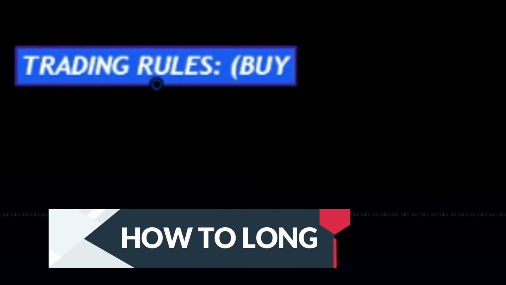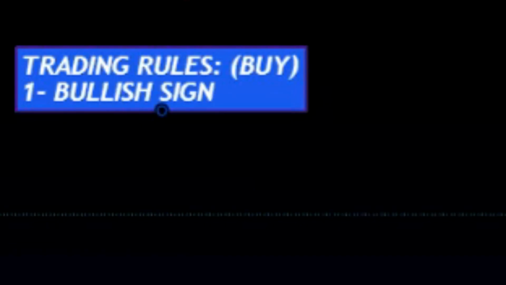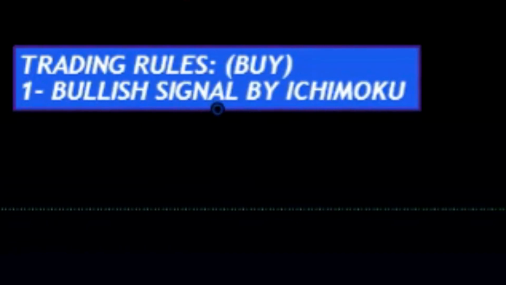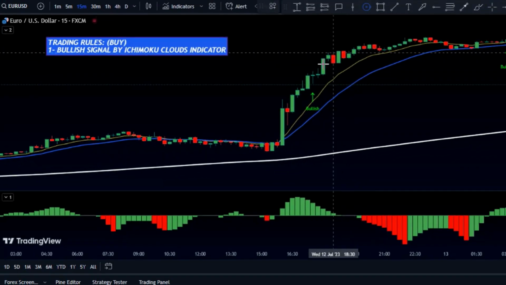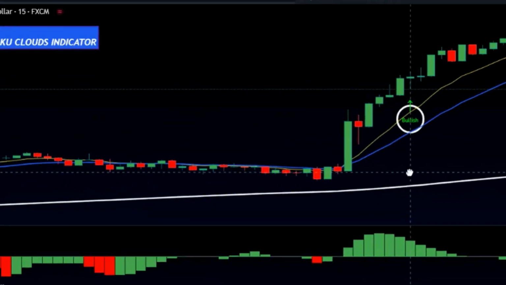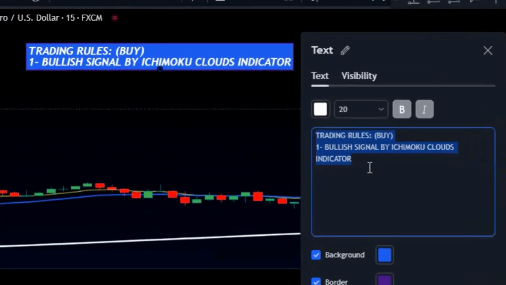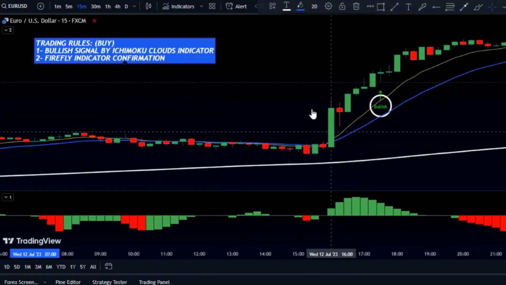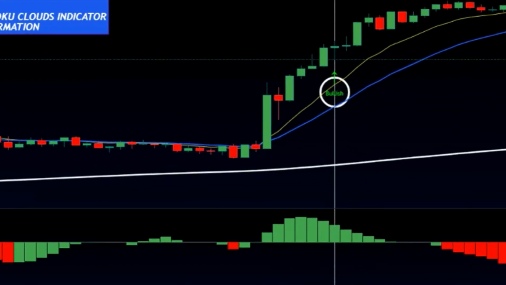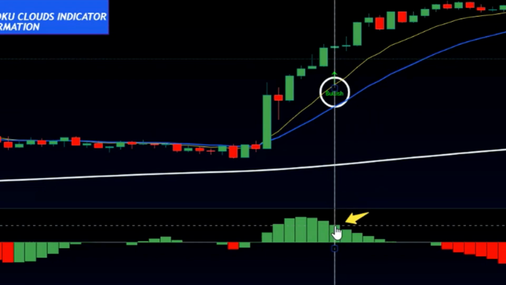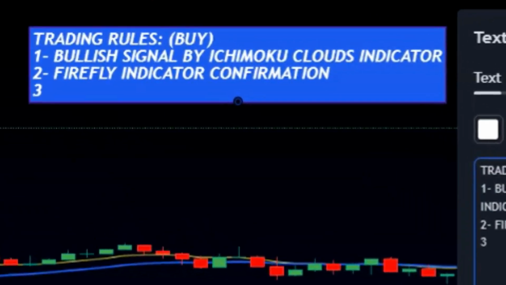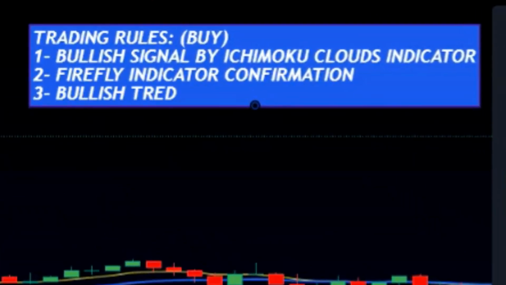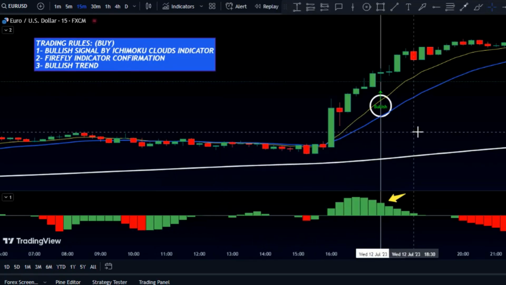For a low risk, high probability long entry, we need all systems green. First, the Ichimoku cloud must signal a buy opportunity. Then the Firefly oscillator must confirm that with a rising green histogram. Next, the 10 and 1 moving averages must show the EMA 10 and EMA 20 lines rising above the SMA 200, confirming the uptrend.